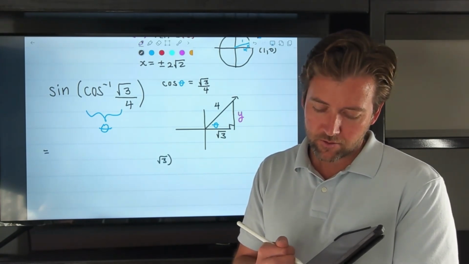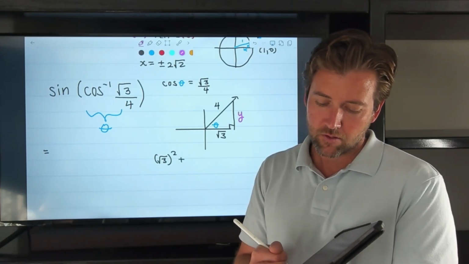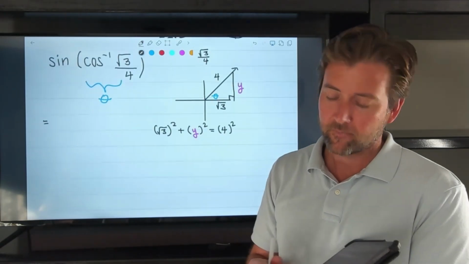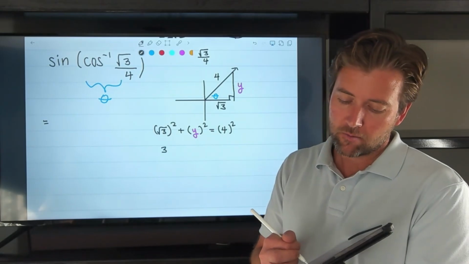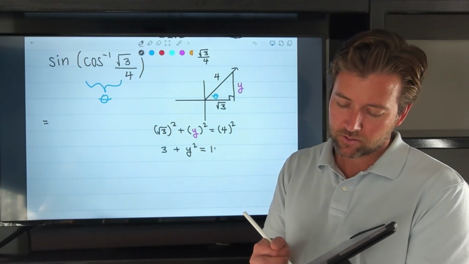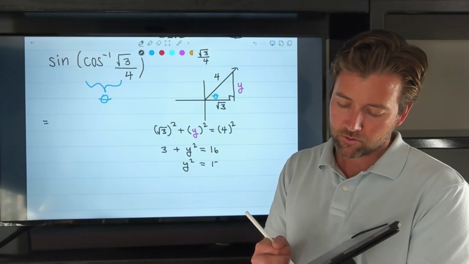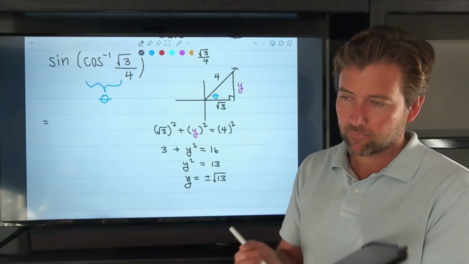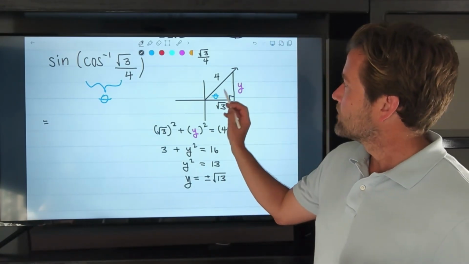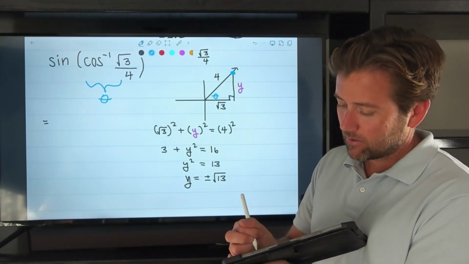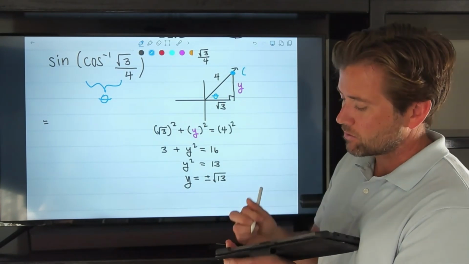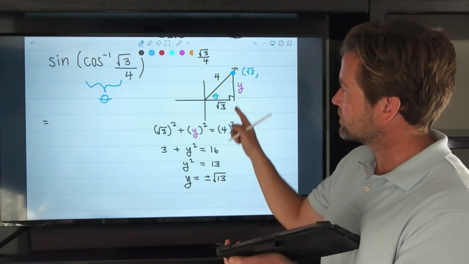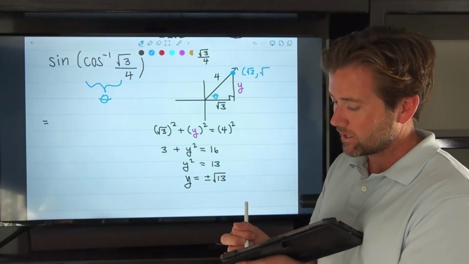So we have the square root of 3 squared plus y squared equals 4 squared. So we get 3 plus y squared equals 16. That's y squared equals 13 when I subtract 3 from both sides. Y equals plus or minus the square root of 13. In the context of this problem, we have a point right here. From the origin, we're going right square root of 3. And we're going up. That's how I know this coordinate is going to be positive square root of 13, because we're going up.